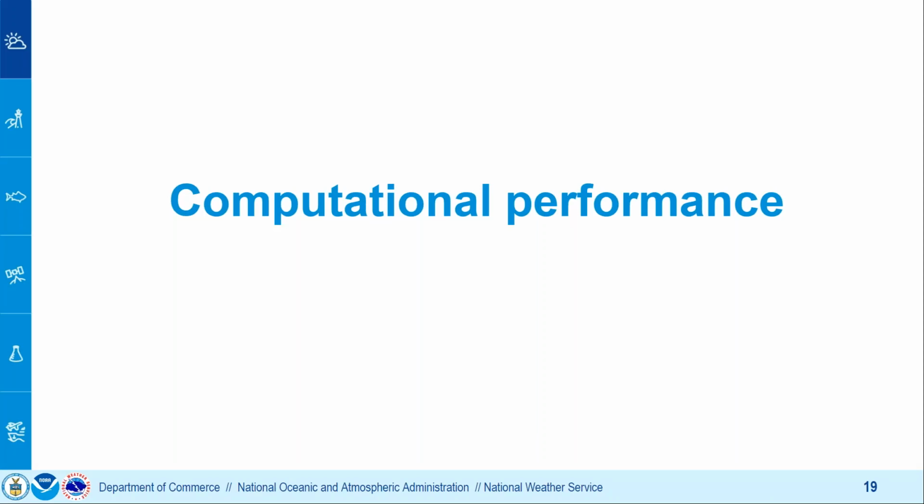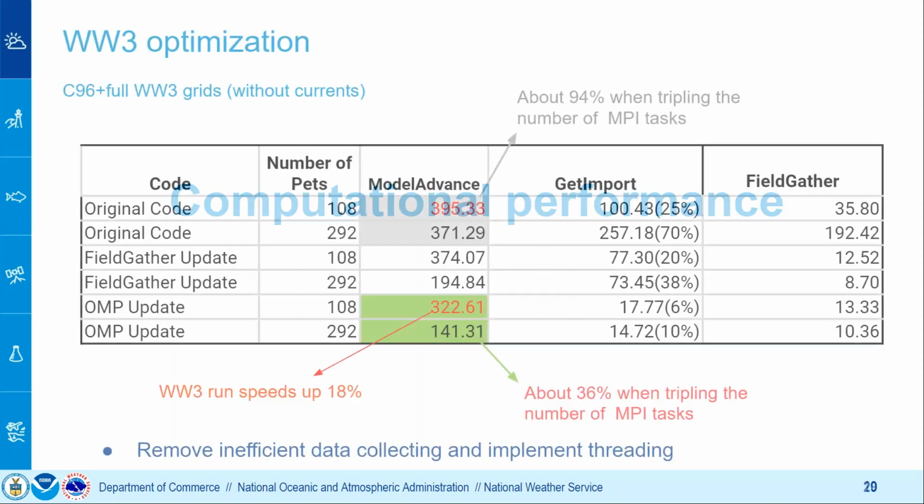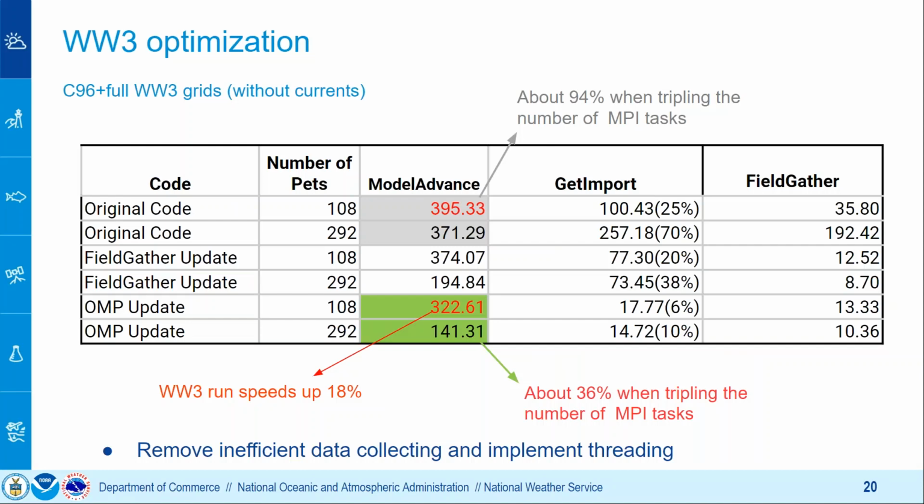Next, I will talk about the computational performance. The infrastructure team actually put lots of effort into computational efficiency. As of today, we all know resources are critical. We need to run the model efficiently, especially in operation and in the research community. Several examples I listed here are to help run UFS in an efficient way.